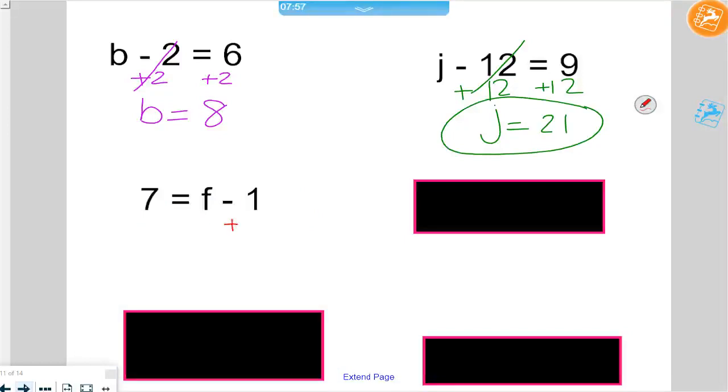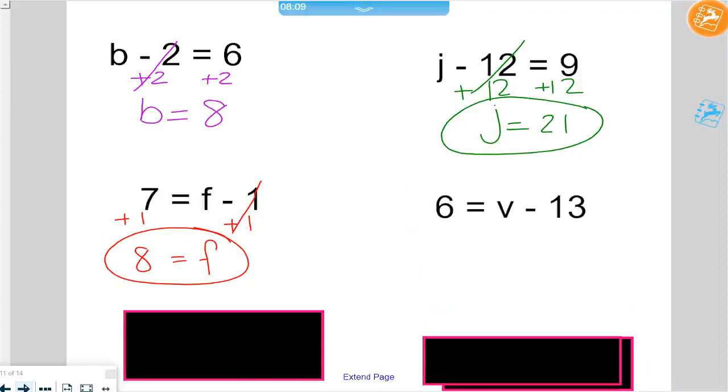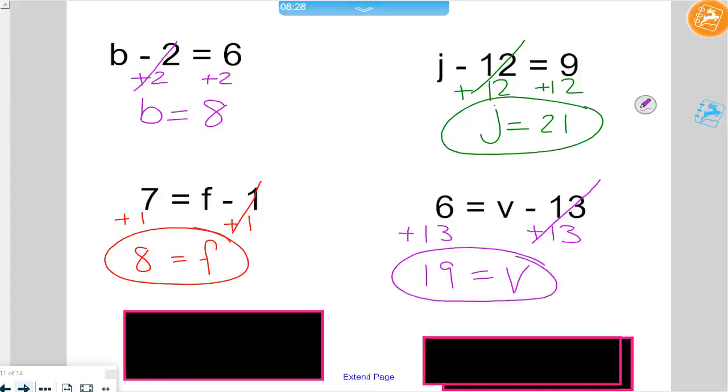And over here, 7 equals F minus 1. Well, I know the opposite is plus 1. That leaves my F. I need to plus 1 here, and I get 8. F equals 8. Here we go. 6 equals V minus 13. Well, the opposite of minus 13 is plus 13. That's going to cancel that out. We equal a V. Add 13. We get 19. So 19 equals V, or V equals 19.